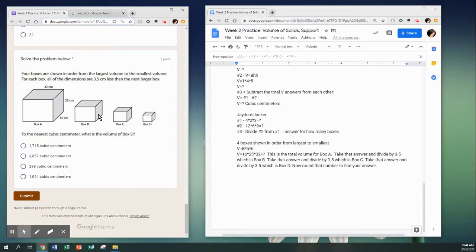And then you take that number and just leave it in your calculator. Really, you don't have to do anything with it. And then divide by 3.5 again, because that's box C. And then that answer you divide by 3.5, because that's box D. So because they're all 3.5 less than each other, you get the first answer, divide by 3.5, divide by 3.5, divide by 3.5, and you get your final answer.